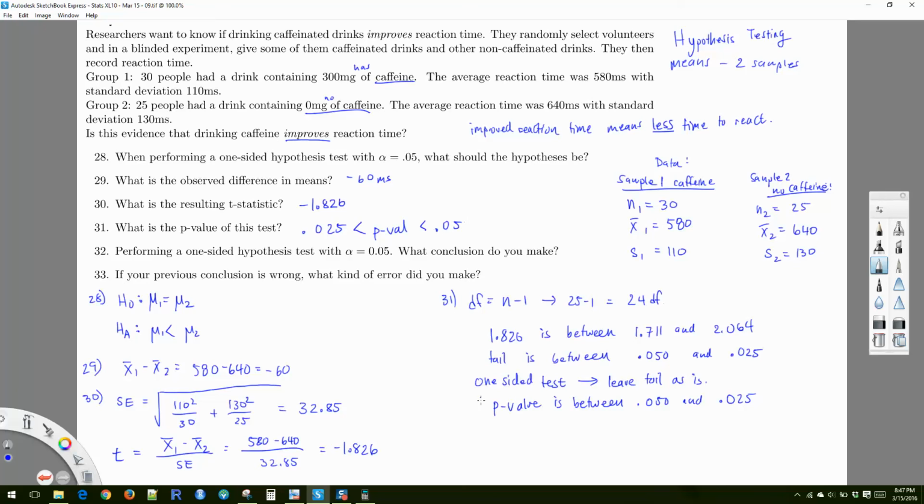Okay? All right, if our alpha is 0.05, how does our p-value compare to alpha? It's less than that, okay? Because right here it says p-value is between 0.025 and 0.05, so it has to be less than 0.05. So 32, our p-value is less than alpha, so we will reject the null hypothesis. Okay? And that means we have evidence that caffeine improves reaction time.